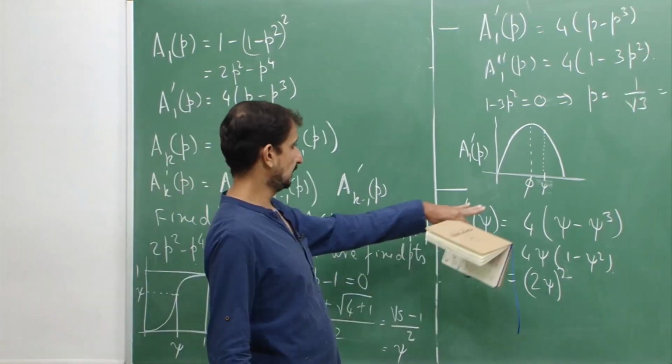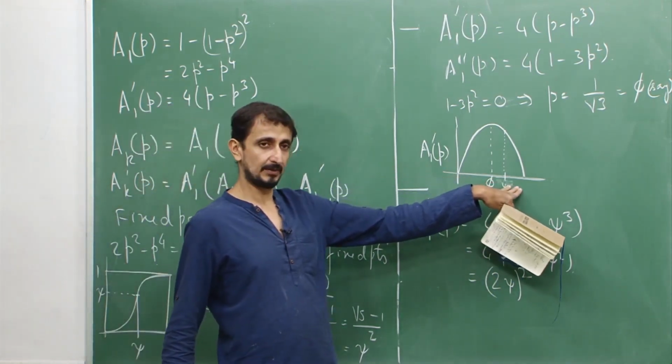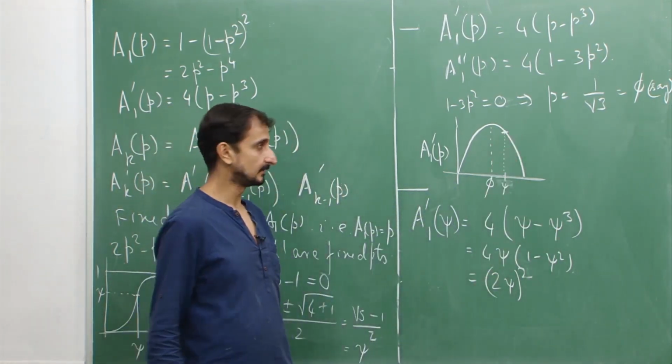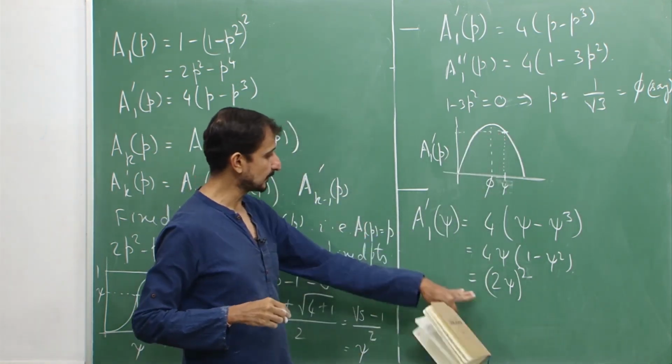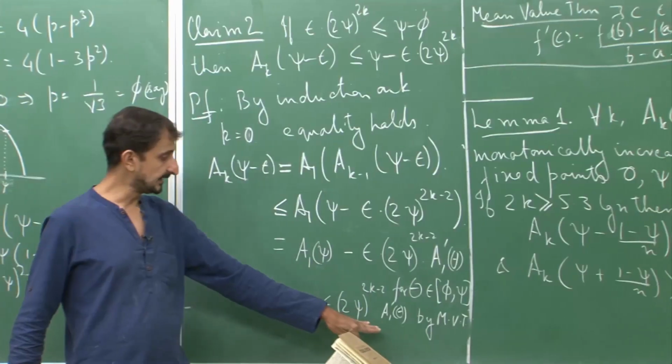So, look at the graph for a 1 prime. This is the graph for a 1 prime. This is where a 1 prime of psi lies. This is the value of a 1 prime of psi, and we know that a 1 prime of psi is 2 psi whole square. What will a 1 prime of theta be?